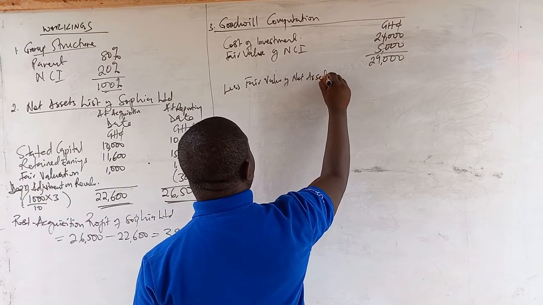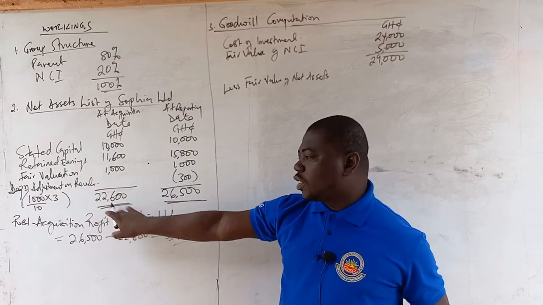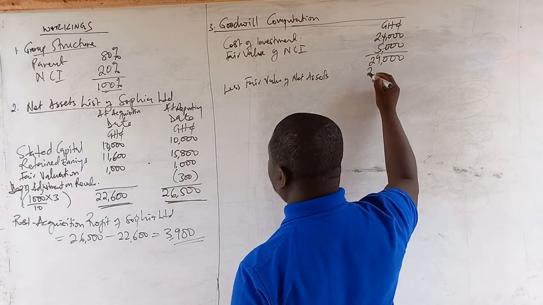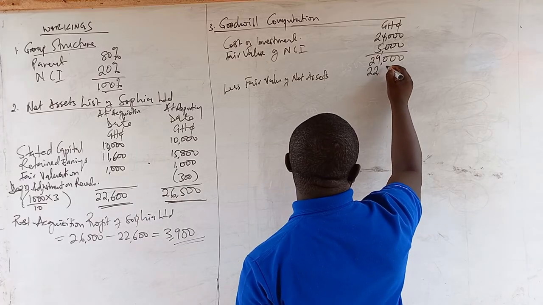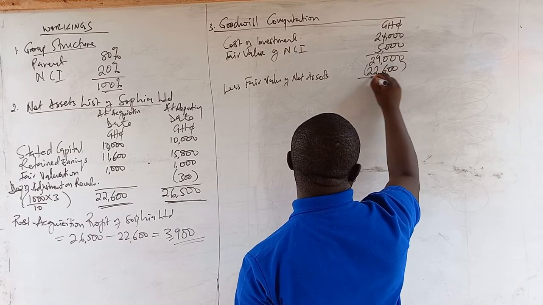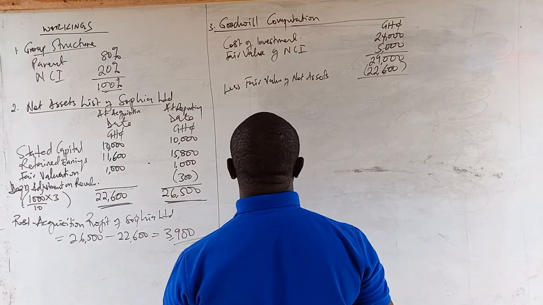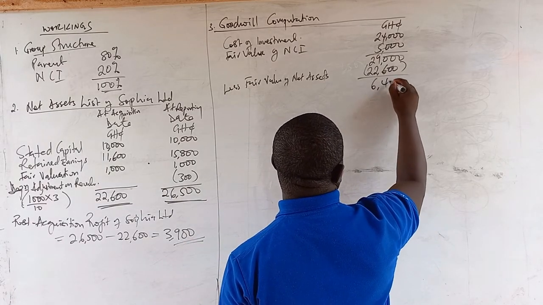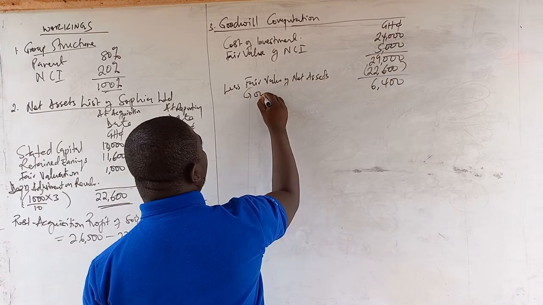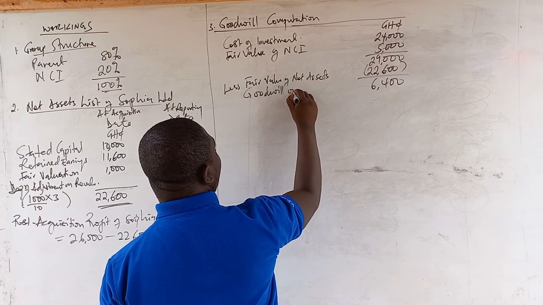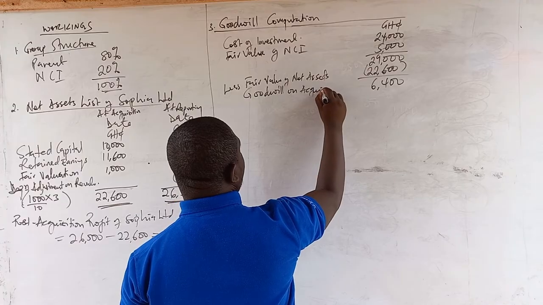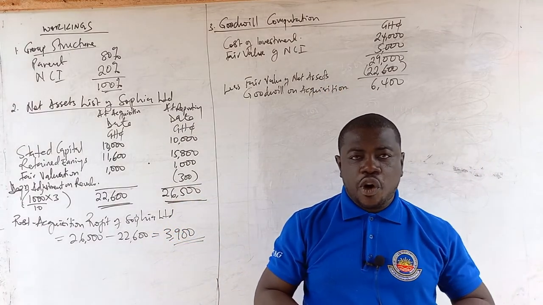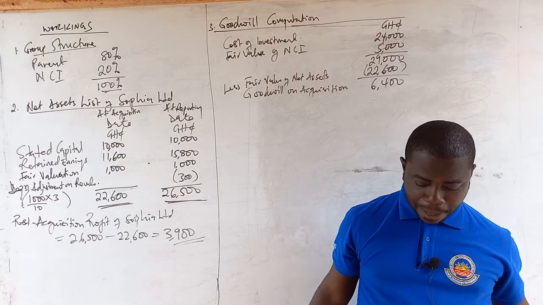And the fair value of net assets at acquisition date has already been calculated as 26,000. And so we subtract 22,600 from the purchase consideration. And that is going to give us 6,400 as our goodwill on acquisition. So the goodwill on acquisition is 6,400 Ghana cedis.